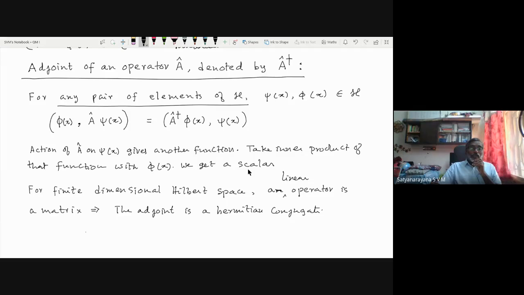That means if you have a matrix A and A dagger, the matrix A dagger is nothing but the matrix A transposed and then conjugated. This is called the Hermitian conjugate, transpose conjugate. But we cannot do this for infinite dimensional, infinite by infinite matrices. And if you want to find the adjoint for infinite dimensional matrices, this is the only way in which you can do it.